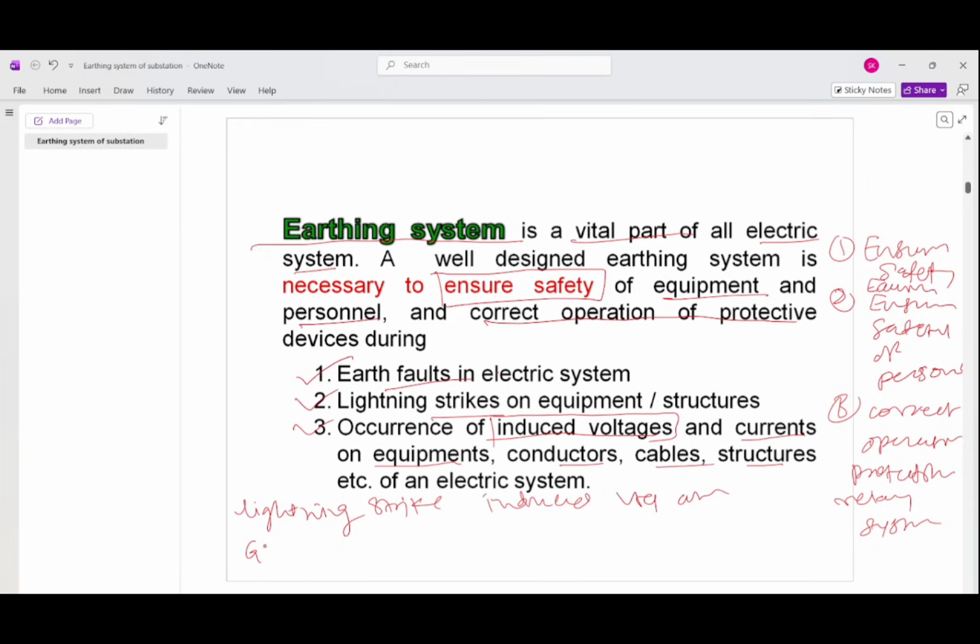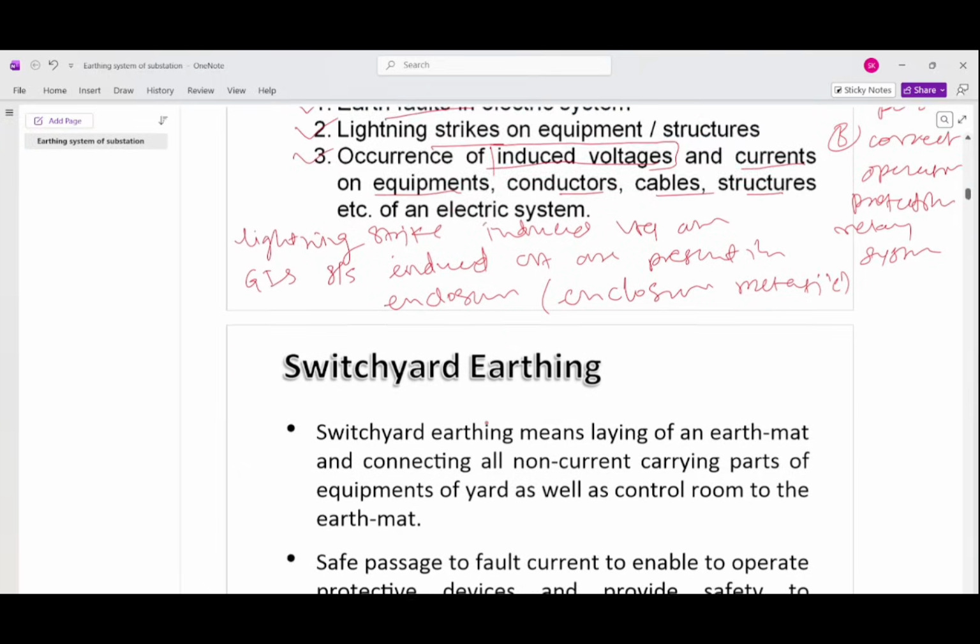In case of a GIS substation, induced currents are present in the enclosures, because the enclosures are metallic. So earthing becomes very important in the GIS substation case.